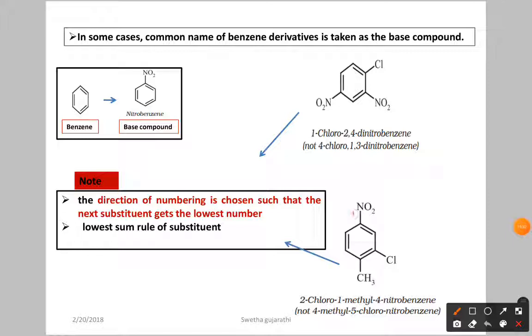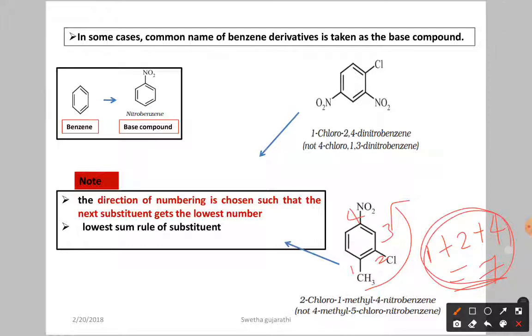If you start from here, 1, 2, 3, 4, the first position has the nitro, the third position has the chlorine, and the fourth position has the methyl. The total is 8. Again it is more, so we are not going to give the numbering in this way either. If you give it in this direction only, the first position has the methyl, the second position has the chlorine, and the fourth position has the nitro. So the total is 7. This is the least number, so we give the numbering in this direction only.